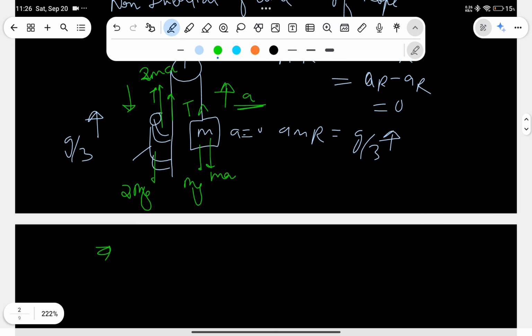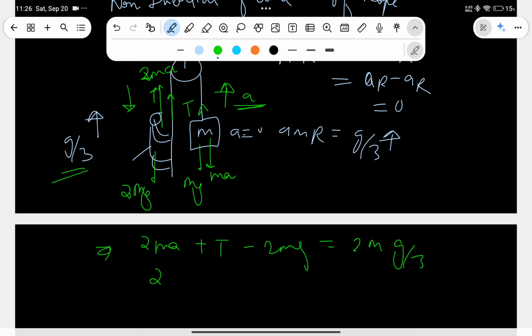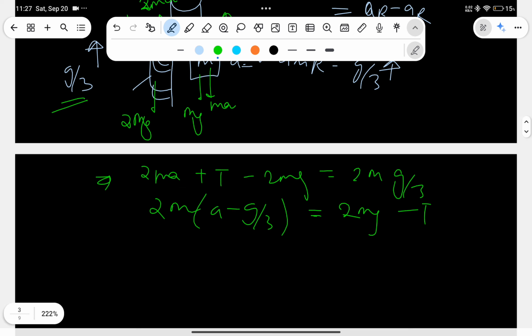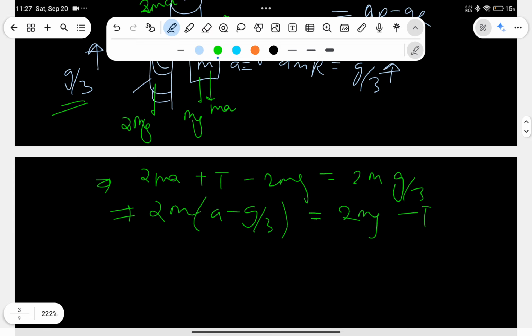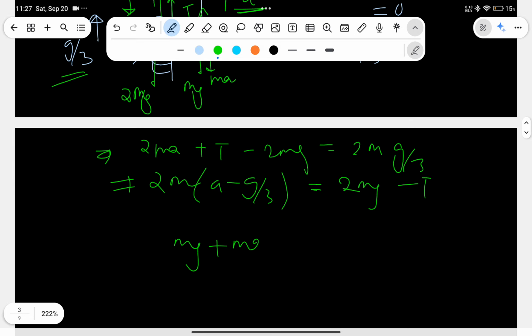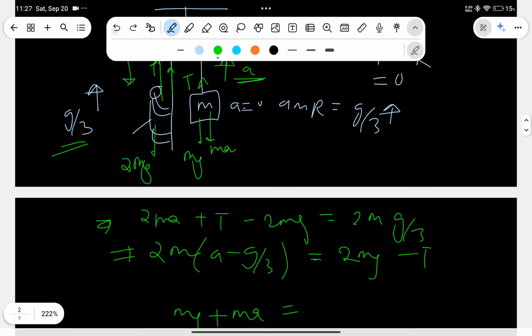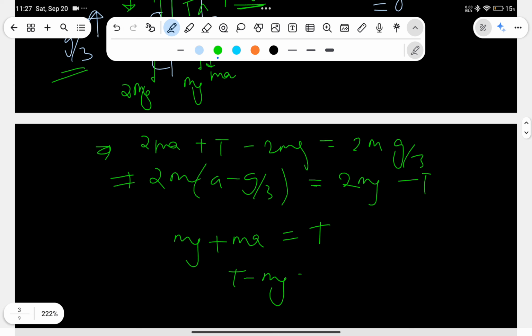Now we are going to write the equation. Main acceleration is g by 3, so it is 2ma plus t minus 2mg, which equals 2mg by 3. If you move this a here, it will be a minus g by 3, which comes out to be 2mg minus t, right? Similarly, if you frame the equation for the other block, it will be mg plus ma equals tension. So tension minus mg will become ma.